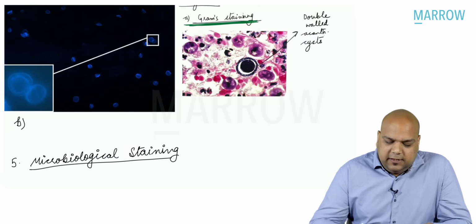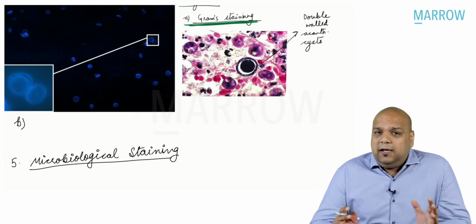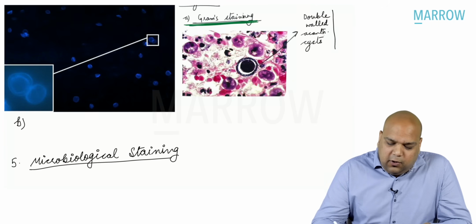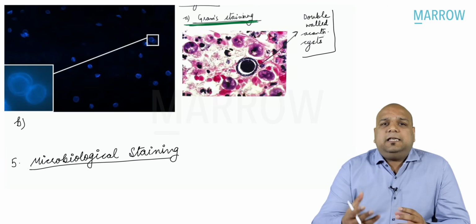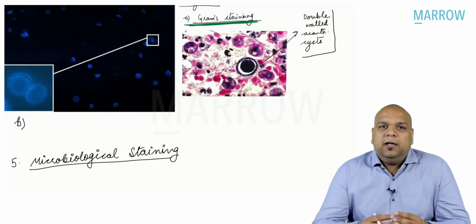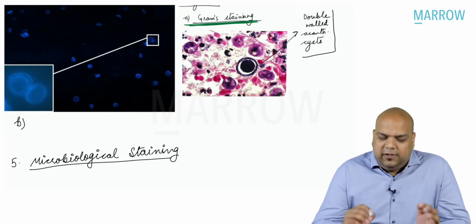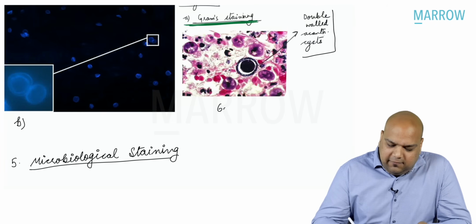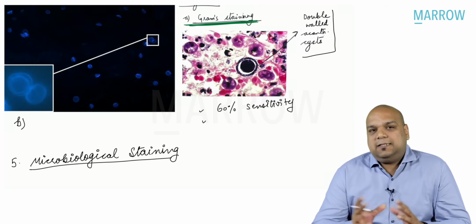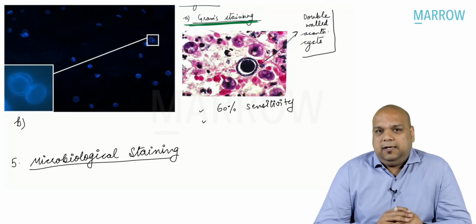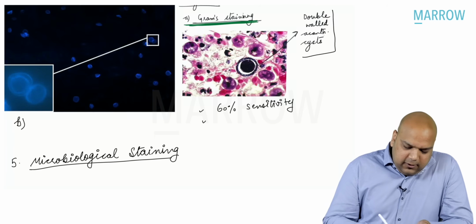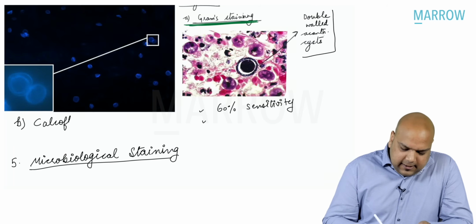Microbiological staining, as we have studied, can be done by gram staining. In gram staining, what we will be able to see, double-walled Acanthamoeba cysts, right? Everywhere the diagnosis is, when you are doing IVCM also, you are able to see double-walled cysts. But the problem with gram staining is that it is only having 60% sensitivity. And also, it cannot differentiate between the cysts and the trophozoites, right? These are the problems with gram staining. Then what do we do? Then we can do the calcofluor white stain.